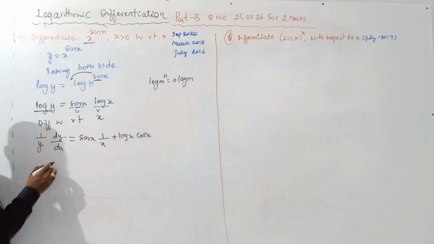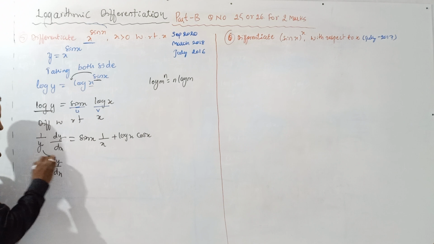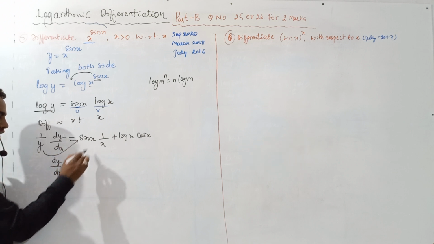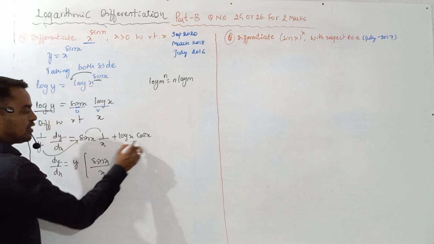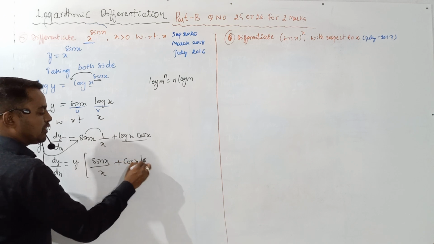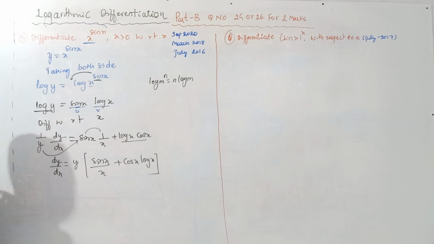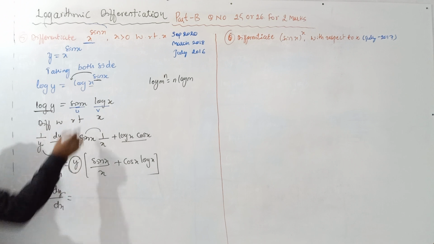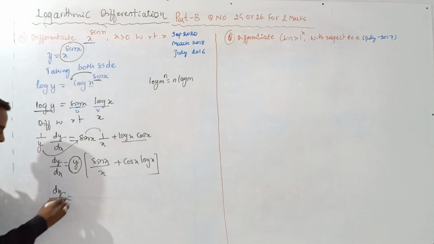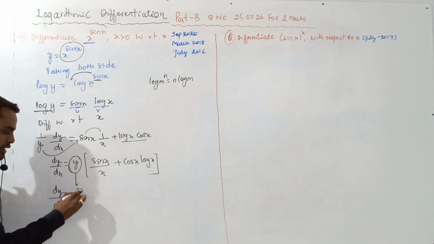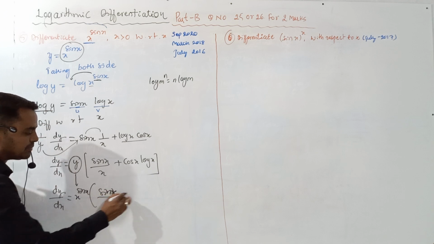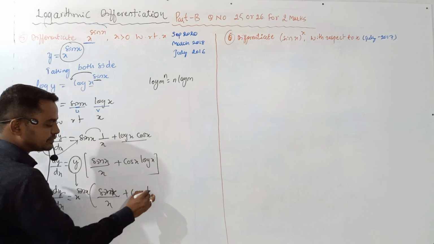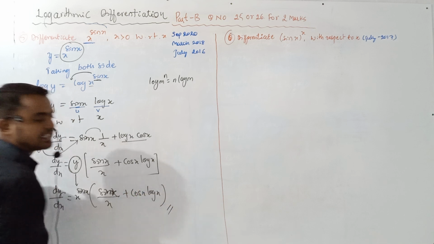Now dy by dx is equal to, this y comes to the right side, into y, sin x into 1, sin x divided by x, plus cos x into log x. Now dy by dx is equal to, what is the value of y? Replace this y by its value, that is x raised to sin x. So dy by dx is equal to x raised to sin x into sin x divided by x plus cos x into log x. This is the final answer.